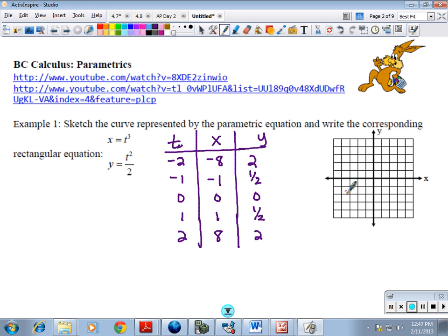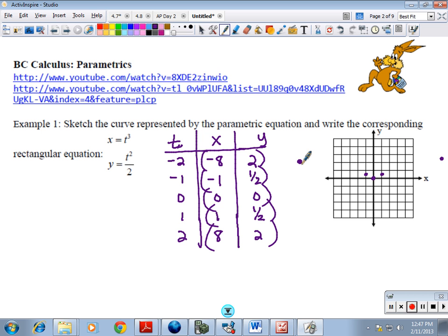And now I'm going to graph not the t, but the x and the y. So negative 8, 2. These are basically coordinates here. 1, 2, 3, 4, 5, 6, 7, 8. I know I went off the graph, I'm sorry. Negative 1, 1/2, 0, 0, 1, 1/2, and 8 over here somewhere too.